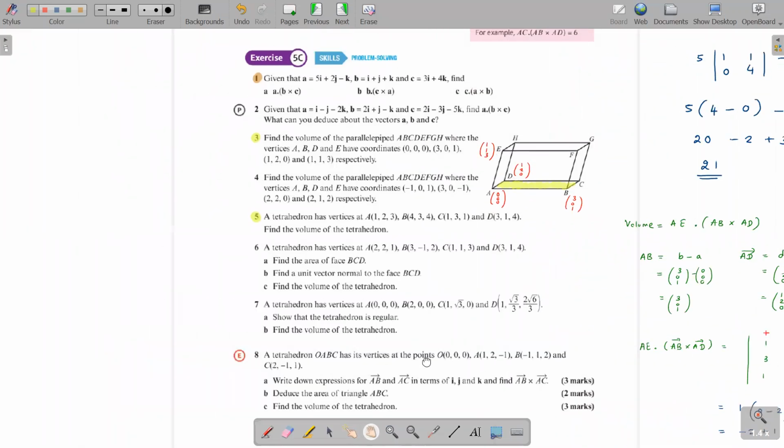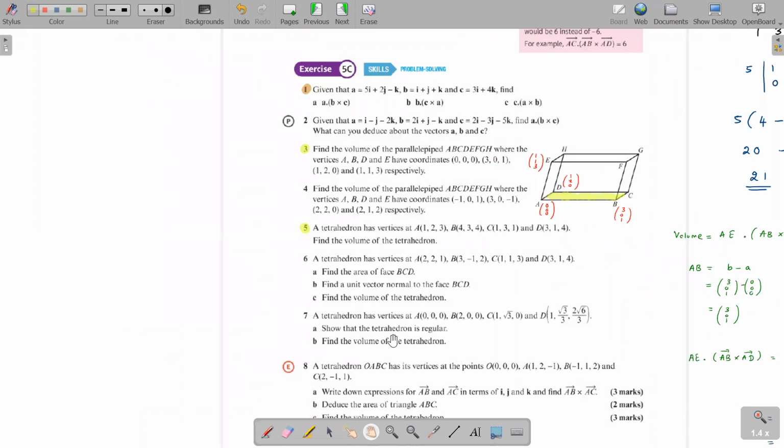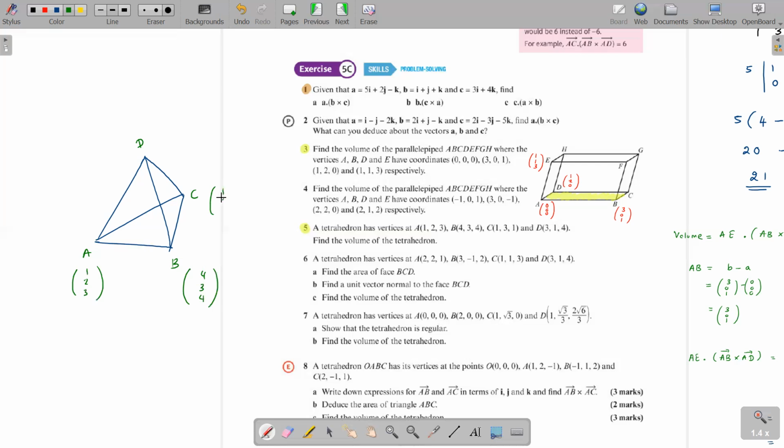So question number 5, a tetrahedron has vertices A, B, C, D. They've given you the vertices. A is 1, 2, 3. B is 4, 3, 4. C is 1, 3, 1. And D is 3, 1, 4. They ask you to find the volume.